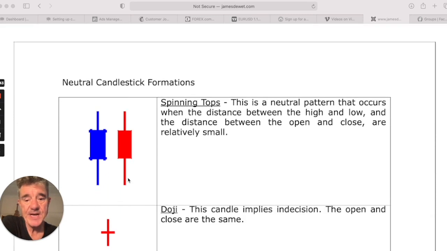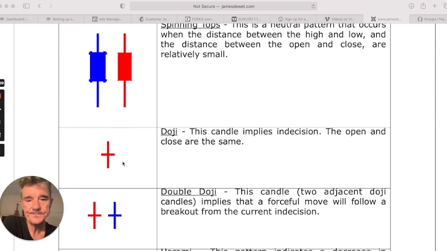Neutral candlestick formations. The spinning top. This is a neutral pattern that occurs when the distance between the high and low and the distance between the open and the close are relatively small. So you can see that there. The high and the low very close together, these points here, and the open and the close are pretty close together. Doji, we've been over that, indicates indecision.